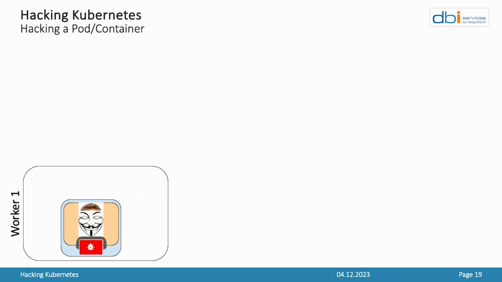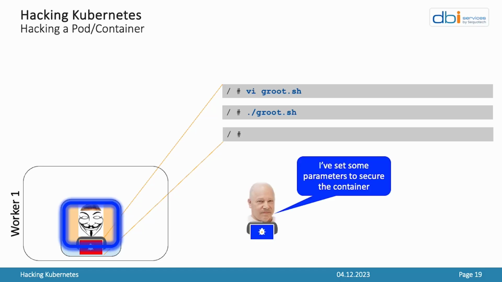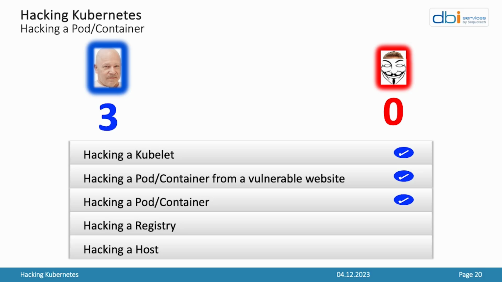So let's see how this attack could be mitigated. So I am into the container. I have my script I have prepared. I know how to escape that container and reach the host node. I run my script, but now you can see with the prompt, I cannot escape. I'm still inside of the container. That's because the blue team has set some parameters on this container to secure it and has then successfully mitigated that attack again. And it is another point for the blue team.